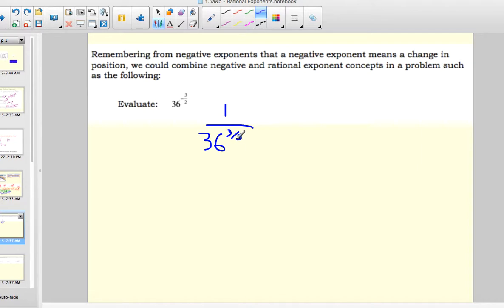And then from here, you'd say the square root of 36, which is 6. So then you'd have 1 over 6 to the 3rd, and hopefully we know that it's going to be 1 over 216. That would be that answer.